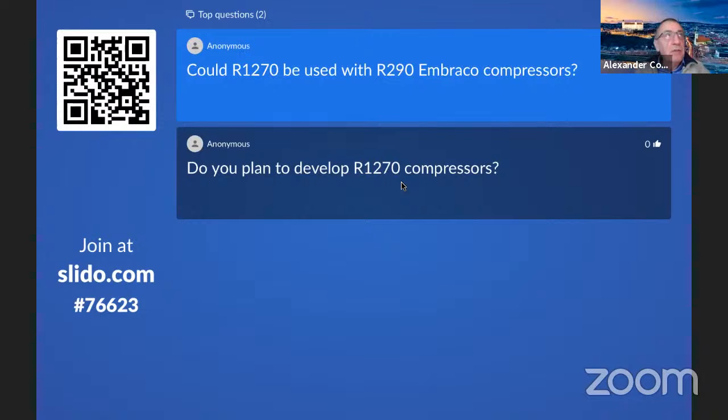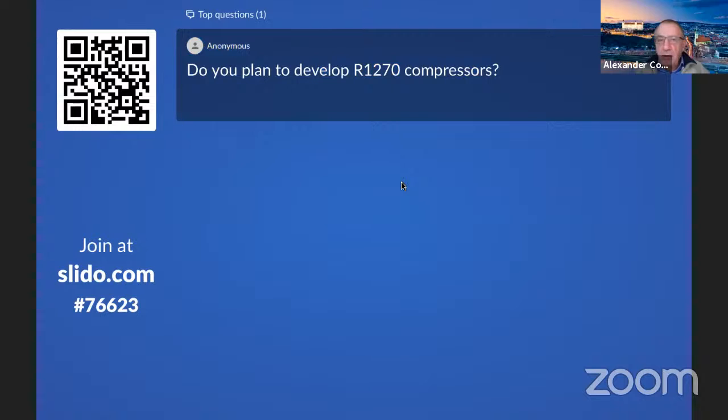Okay, if there are no more questions. May I ask if there is any problem with this chemical, that there are two bonds in propylene, and in propane there is only one bond? Is there any problem with this chemical?